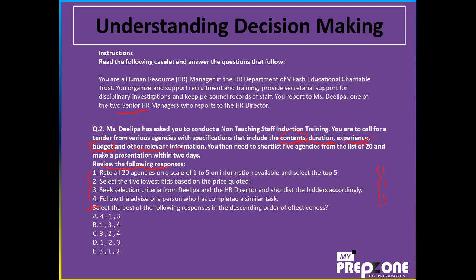They have said that these are the responses. Rate all 20 agencies on a scale of 1 to 5 on information available and select the top 5. Yes, makes sense. It's a good way. Select the 5 lowest bids based on the price quoted. Yeah, that is also one important thing that we need to consider because it's about the budget. Seek criteria from Dilipa and the HR director and shortlist the bidders accordingly. Yes, okay, perfect. Makes sense. Follow the advice of a person who has completed a similar task. Makes sense. Now let us see how much of these things are making sense.